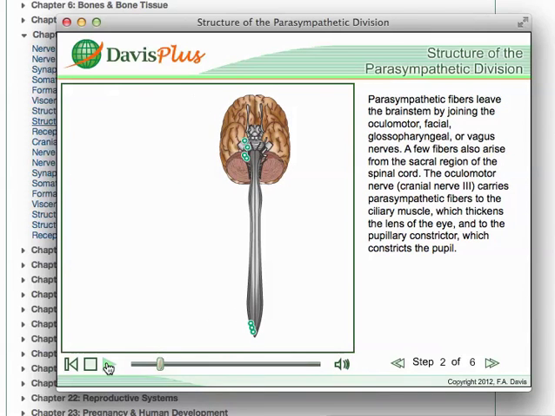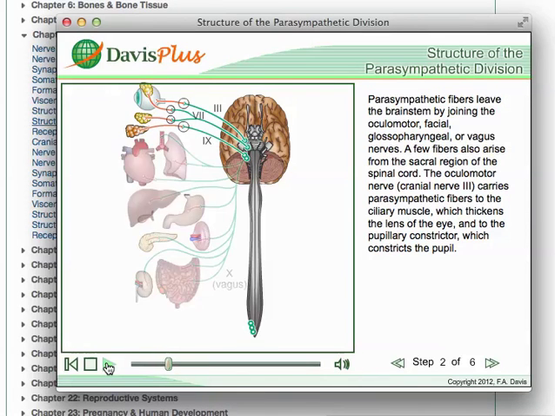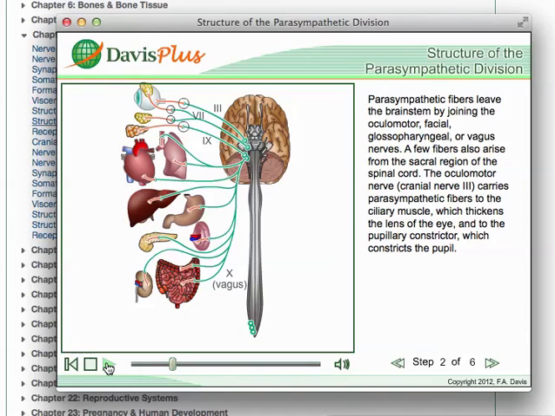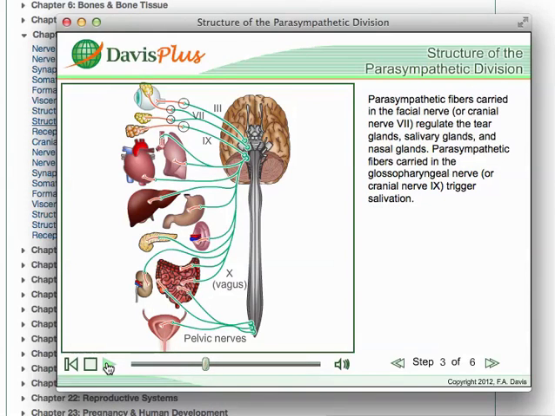Parasympathetic fibers leave the brainstem by joining the oculomotor, facial, glossopharyngeal, or vagus nerves. A few fibers also arise from the sacral region of the spinal cord. The oculomotor nerve, cranial nerve 3, carries parasympathetic fibers to the ciliary muscle, which thickens the lens of the eye, and to the pupillary constrictor, which constricts the pupil. Parasympathetic fibers carried in the facial nerve, or cranial nerve 7, regulate the tear glands, salivary glands, and nasal glands.